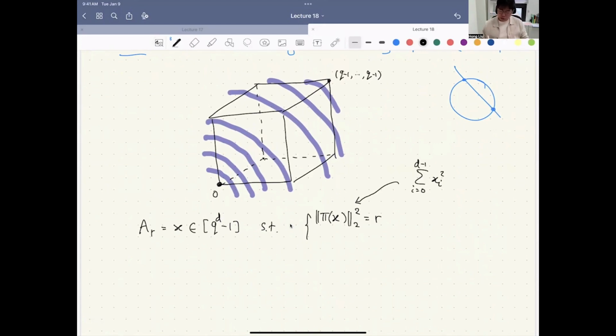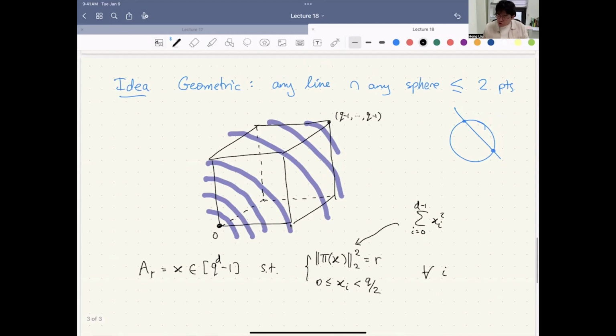Also, we're going to make sure that every coordinate of these points on the sphere that we take is in the first half. It does not go beyond q over 2, strictly less than q over 2 for every i. By pigeonhole, we then know that there must exist a sphere. This is our heavy one.